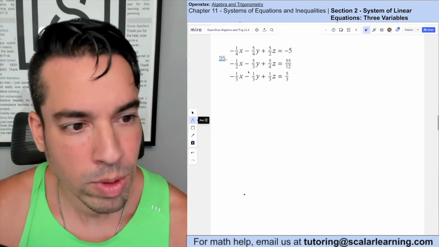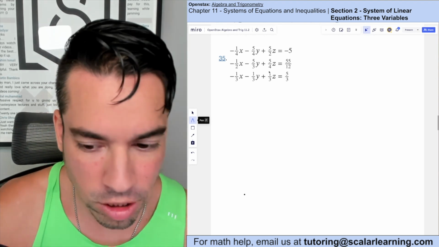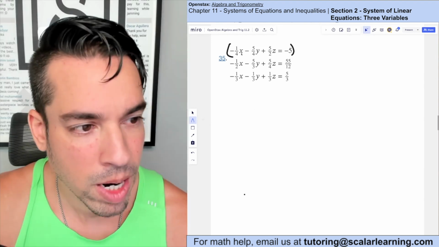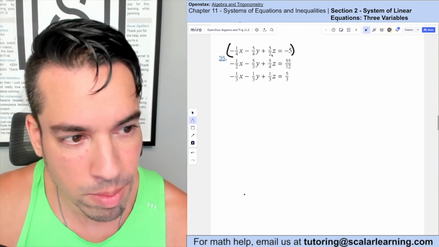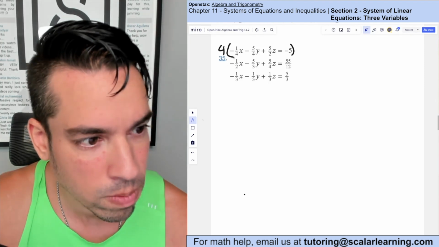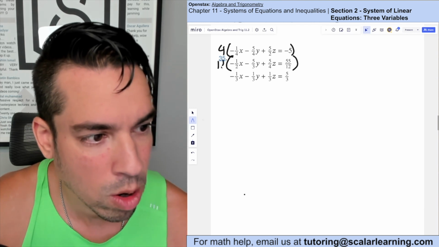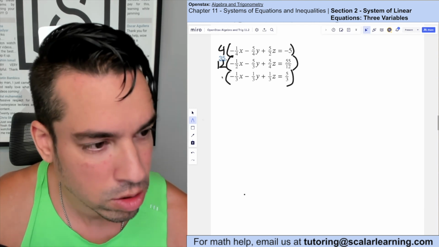Done. So for this one, I'd love to start by clearing these fractions because, you know, that's going to make it pretty messy. But we can do that by first multiplying by the least common denominator of 4, 4, and 2, which is 4. Same with this one of 2, 3, 4, and 12 is 12. And this one is all 3s, so just 3.